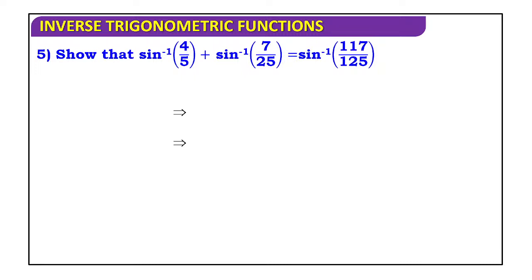Sine inverse of, look at this, sine inverse of 4 by 5 plus sine inverse of 7 by 25 is equal to this. You have to prove it. How will you do it? I have given you the formula, sine inverse x plus sine inverse y. I have given you the formula, and remember one thing, the conditions. x should be greater than 0, y should be greater than 0, the product of x and y should not be greater than 0. I have given two or three formulas, you have to apply one of them, not all.